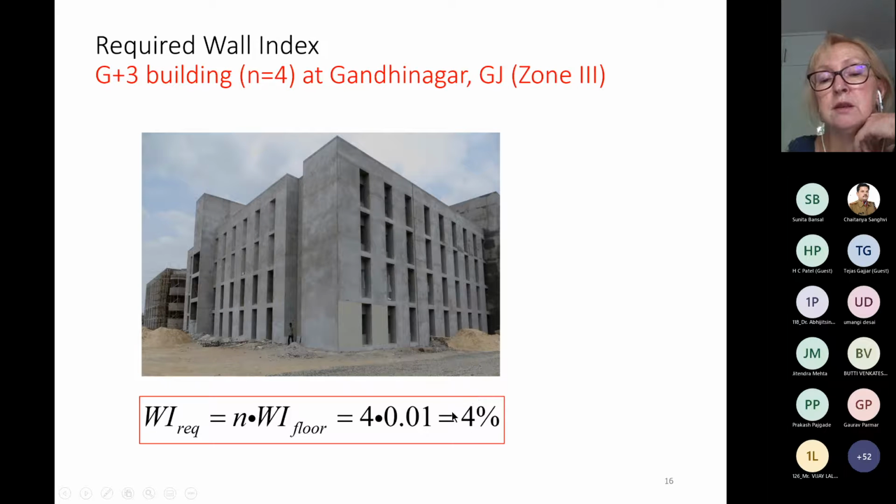Therefore, it means that at the base of this building, we needed to have 4% of the walls in each direction. So this needs to be done in each direction. It's not only for one direction seismic loading. So that is interesting, and that is for zone 3, which is Gujarat, seismic zone 3. And that is more or less what does exist there.